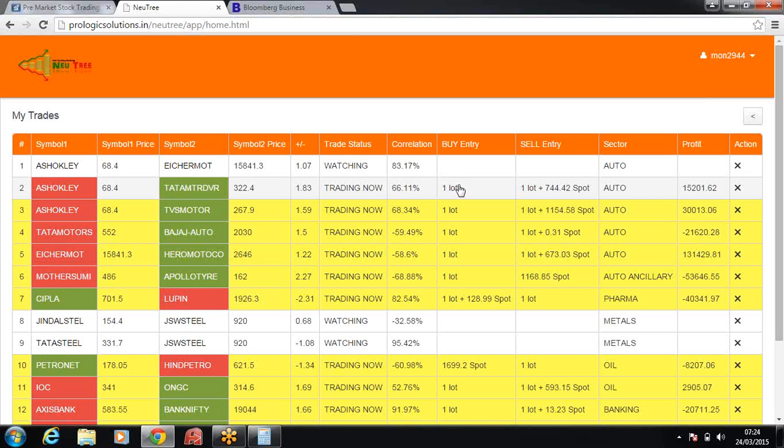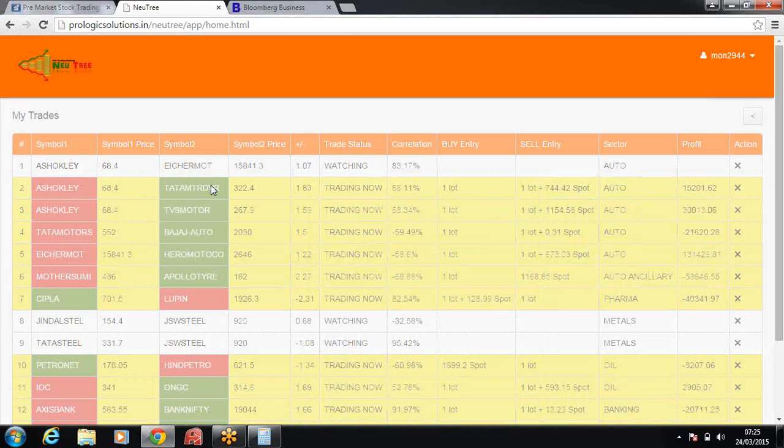Now here what you are investing is one lot of Ashok Leyland. That is, you will short one lot of Ashok Leyland and you will buy one lot of Tata Motors plus 744 shares in the cash market. The idea is very simple. Now let me just show you what will be your investment here.